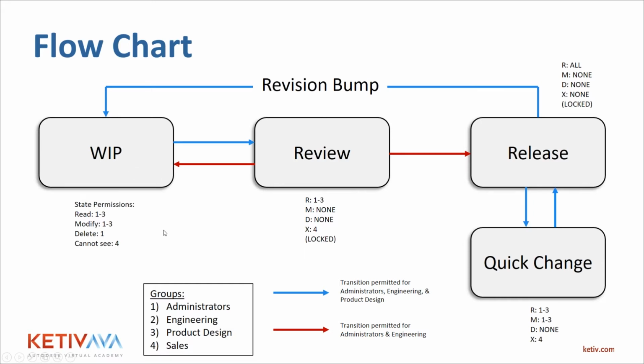And that's going to be true for sales all the way until released. The next state over, at review, we want groups 1 through 3 to be able to read the file, but nobody should be able to modify it. Nobody should be able to delete it. And of course, no sales team looking at these files either. So this means the file is locked and the reviewer can be sure this is definitely the right version of the file that he should be looking at.